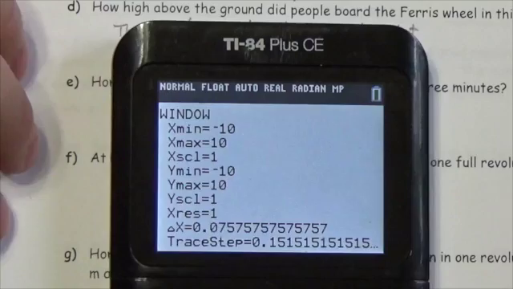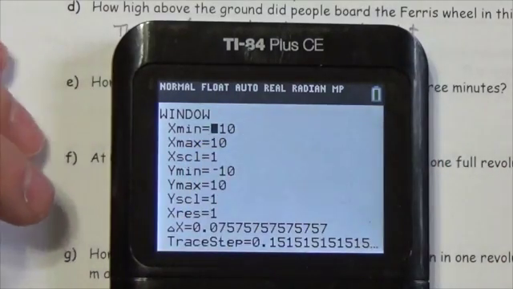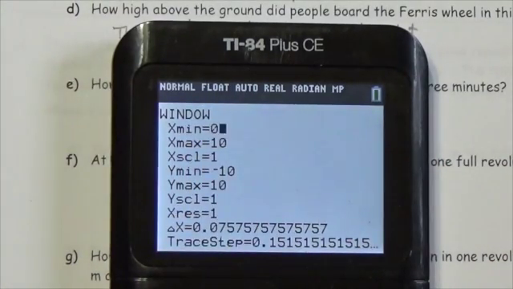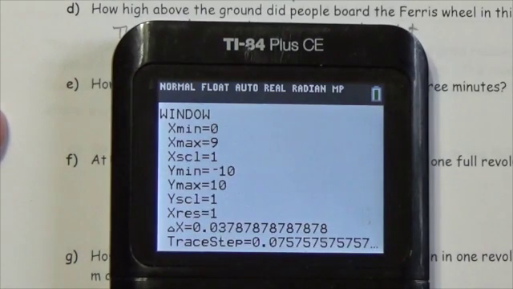So I'm going to go to my window settings. I think it makes sense for me to start at 0. Okay, and we've already determined that the period is 9 minutes here. So I'm going to let it go to 9. Okay, my y minimum, well, it makes sense to make that 0. Yeah, because the Ferris wheel doesn't go underground, it stays above ground.